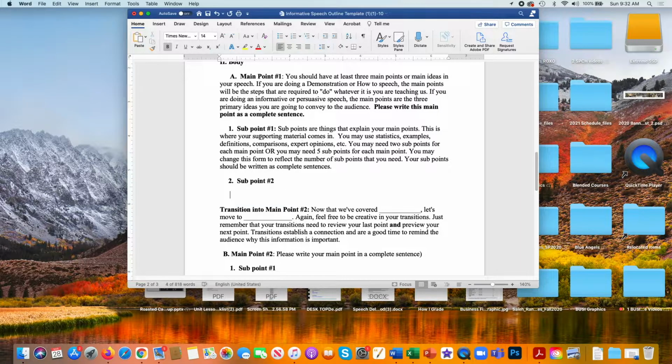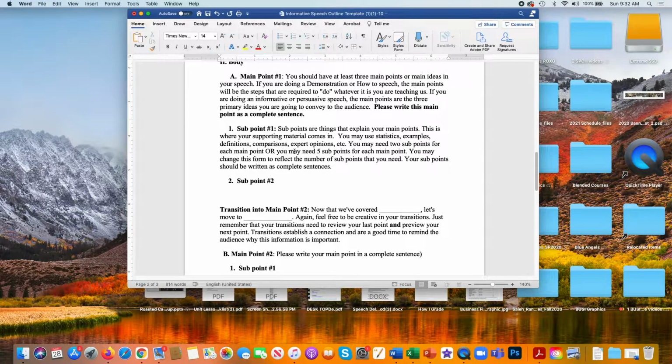And just remember, your subpoints are things that are going to support your main points. This is where you're going to use stats, examples, definitions, your research that you've done. So make sure that you type in your subpoints in a complete sentence. Remember, two subpoints for each main point.